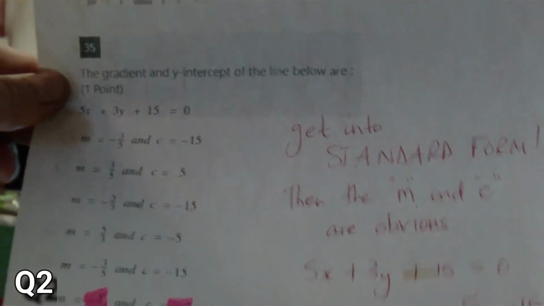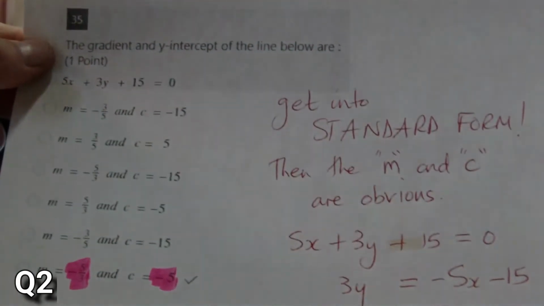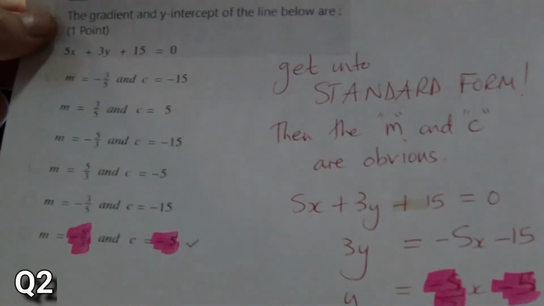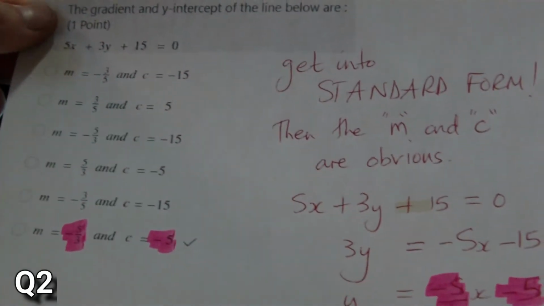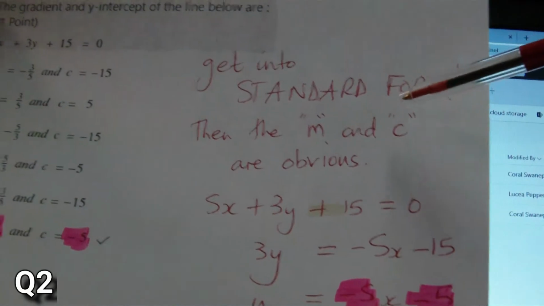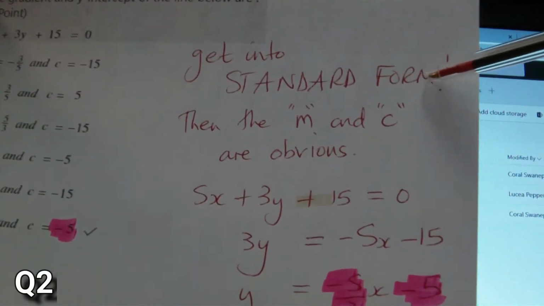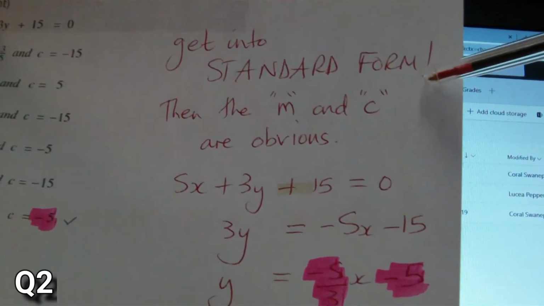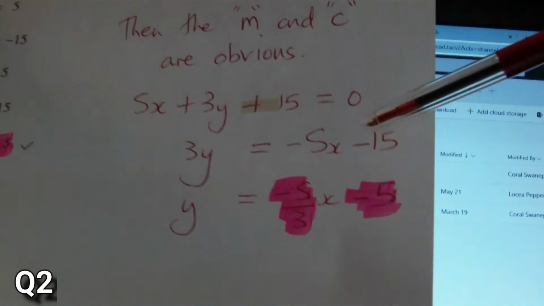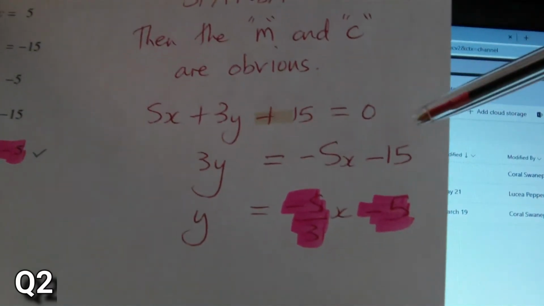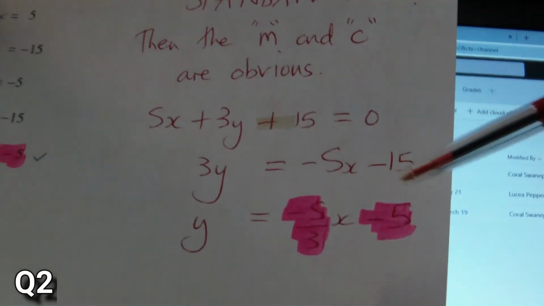Number 35, the gradient and y-intercept of this one. This is much more difficult because is this equation here in standard form? No. So what I did was I went and got it into standard form just using my grade 8 equations. Get into standard form, and then the m and the c are obvious. So here we go. I just got the y on its own and the x and the constant there, divided everything by 3. There's my gradient and there's my constant. So your answer was the bottom one.